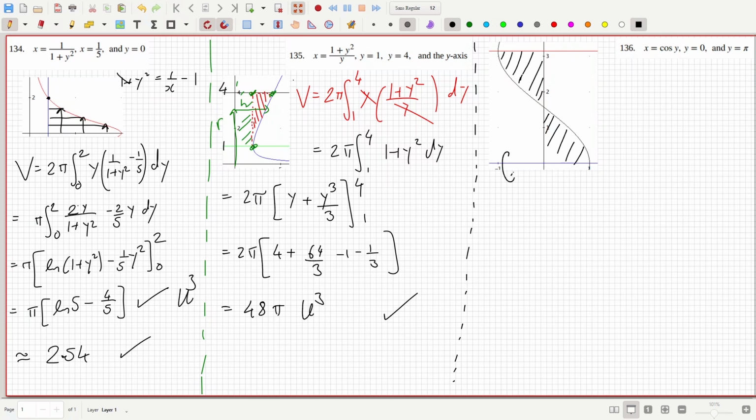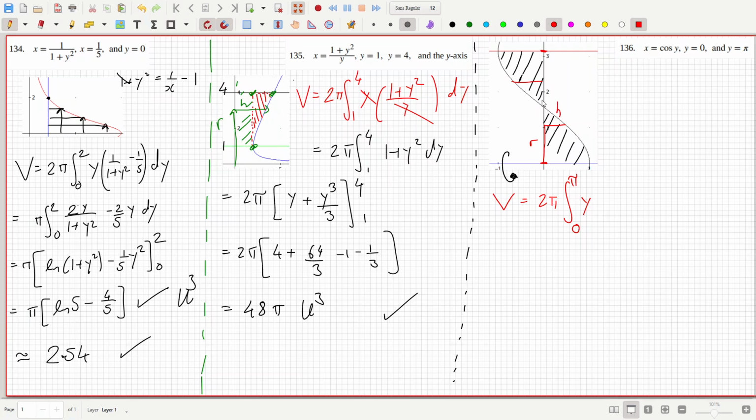Rotate this way. Okay. Okay. Volume is 2 pi. The radius, which is y, which goes from 0 to pi, and then the height. But I guess what we have to be careful about, that's the radius.